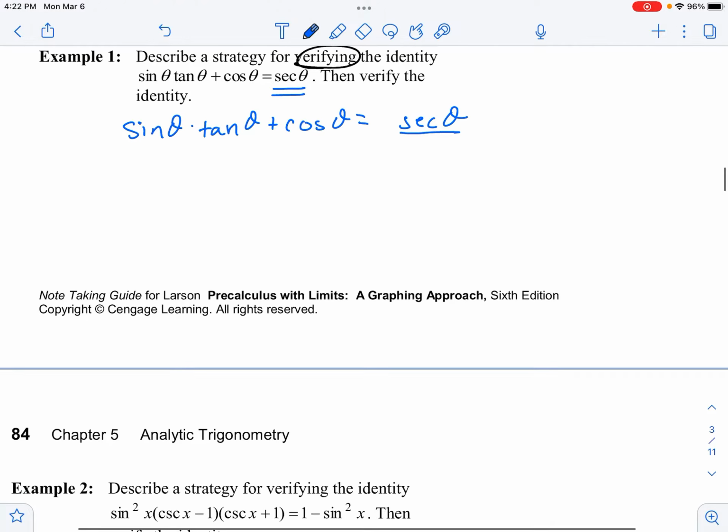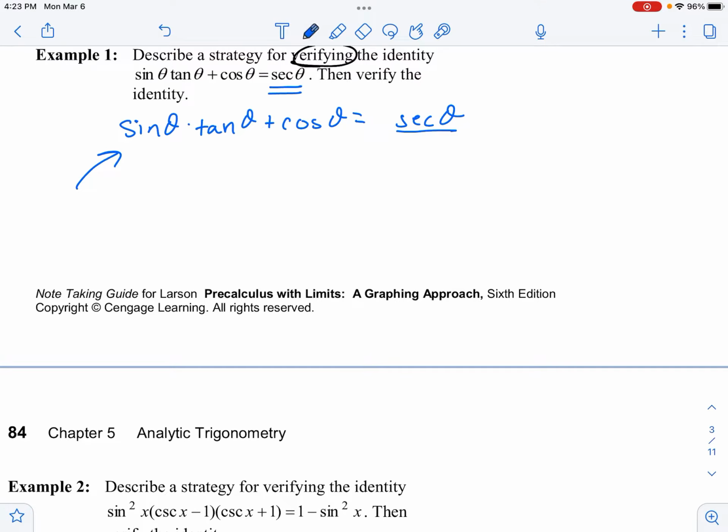Okay, so the first thing I'm going to do is look at what I have and how they relate to each other. I notice that none of these are Pythagorean, nothing squared. I also see that sine, tangent, and cosine are not reciprocals of each other. So I'm going to put everything in terms of sine and cosine, okay? So this is sine, it's already in sine. Tangent, I'm going to rewrite as sine over cosine. And then cosine again is already in terms of sine and cosine.